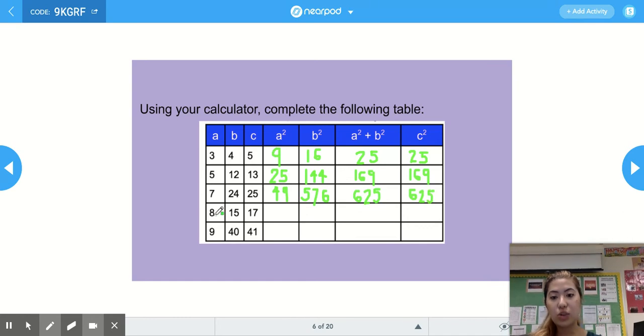If we do 8 squared, 8 times 8, that's 64. And then 15 squared, which is 15 times 15, is 225. If we add together 64 plus 225, we get 289. 17 squared, which is 17 times 17, is 289.